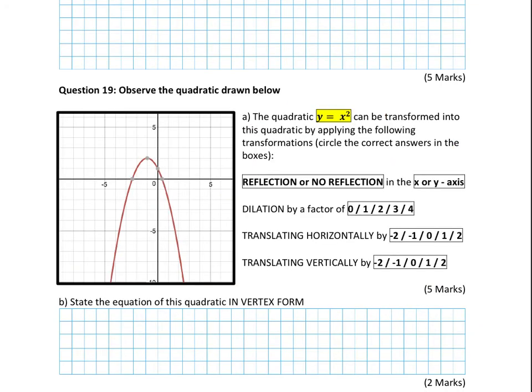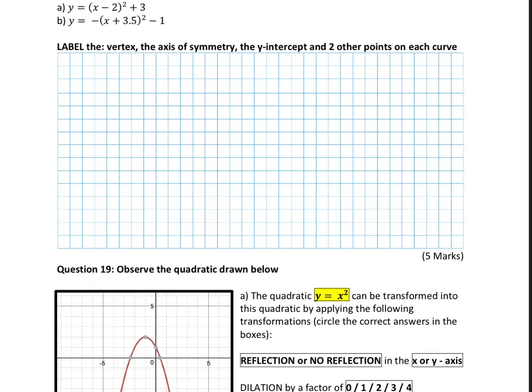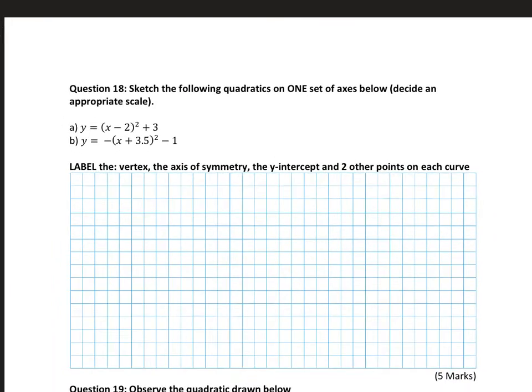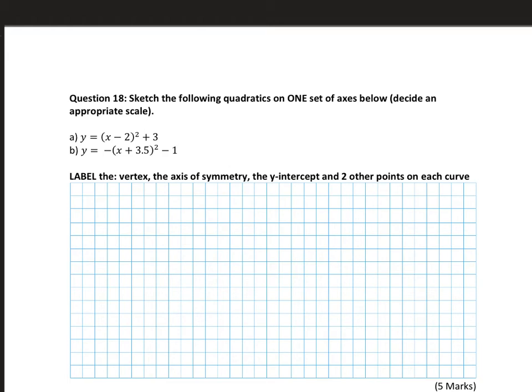Page 9. So what do we have here? Question 18, sketch the following quadratics on one set of axes below, decide an appropriate scale. This is in vertex form now. So much the same as last time.